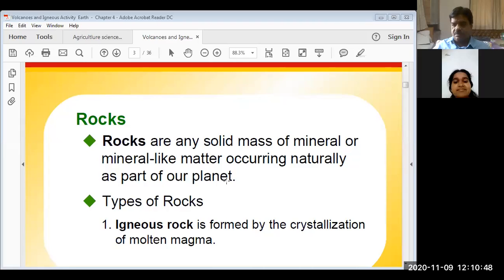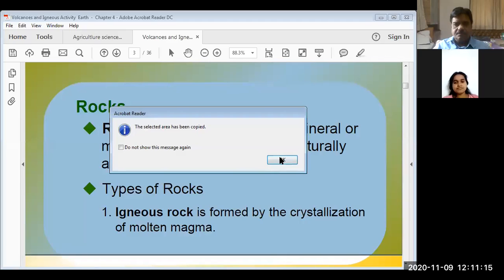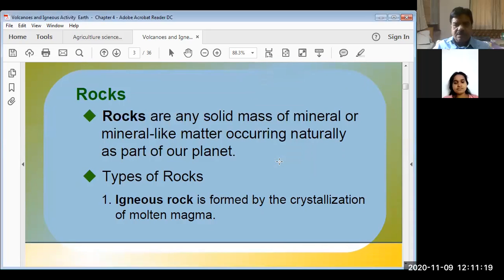a rock in our region. There is a rock that is igneous rock down, and that becomes solid mass. That is a rock. Now there are different kinds of rocks. Which are these kinds of rocks?